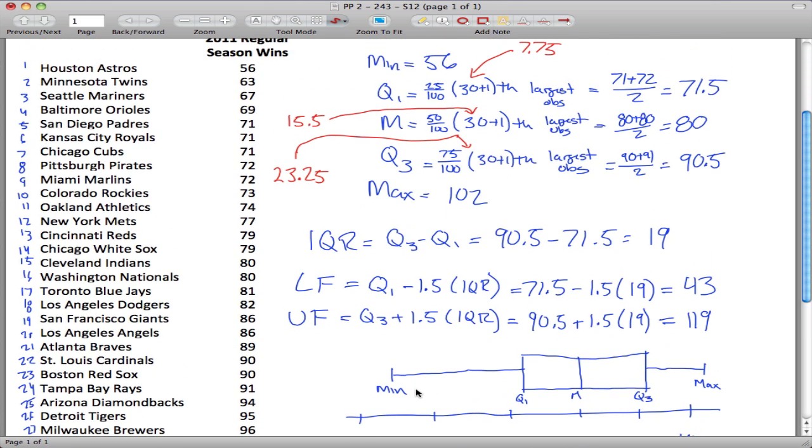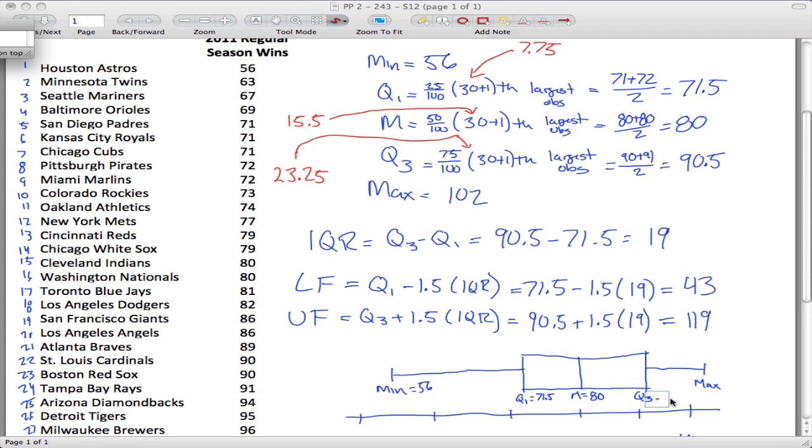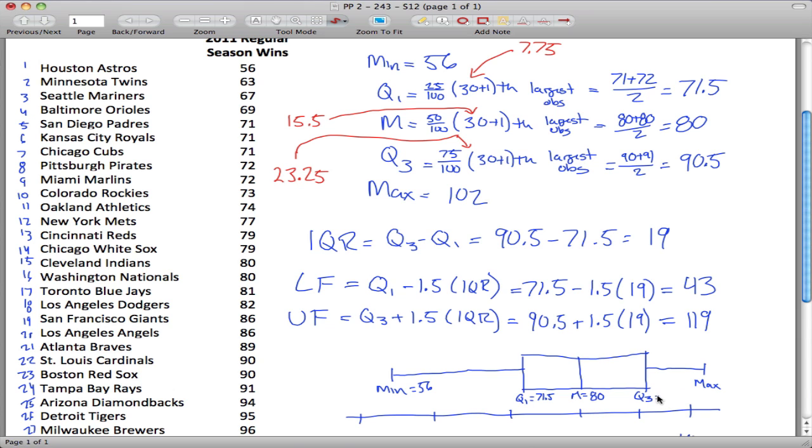Maybe even throw in the values. Why not? Minimum was 56. Q1 was 71.5. The median was 80. Q3 was 90.5. And the maximum was 102. So something like this is my box plot. I think that's good enough to call this the end of this perfect problem.